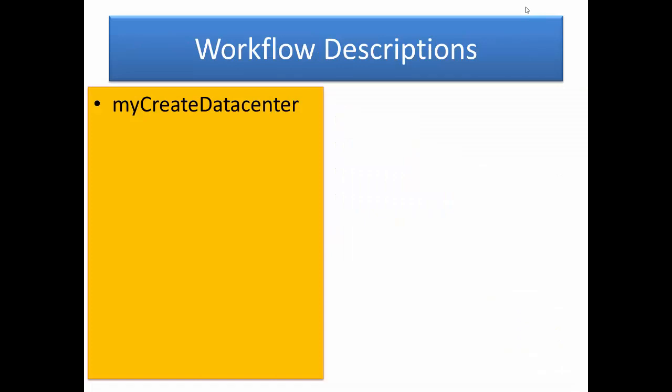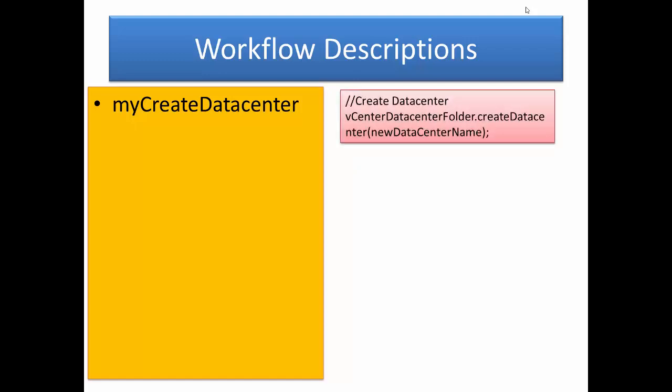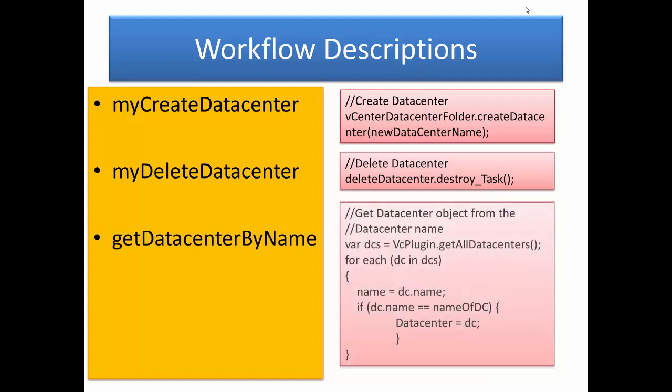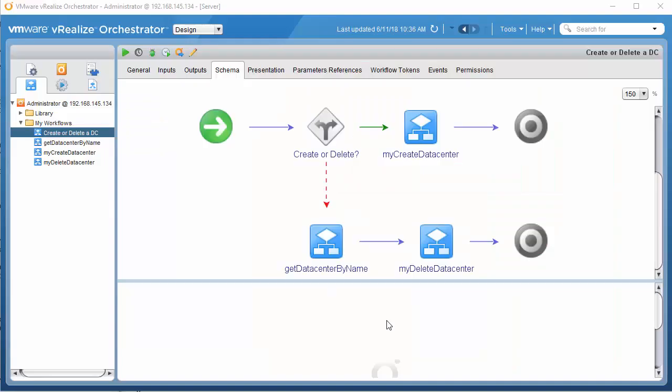The first is called myCreateDataCenter, which creates a data center in vCenter using this code. The second workflow is called myDeleteDataCenter and uses this code. The third workflow is a little more complicated. Its function is to get the vCenter data center object from the data center name. It uses a for loop to loop through all the data centers looking for the proper name and returns the data center object. Excellent. Now let's take a look at how this will all work together.